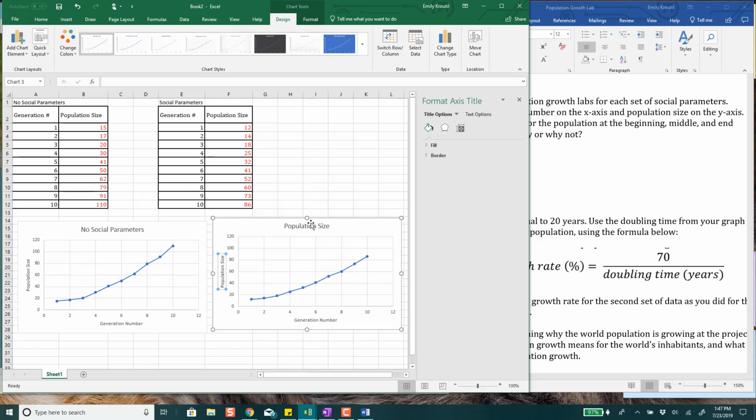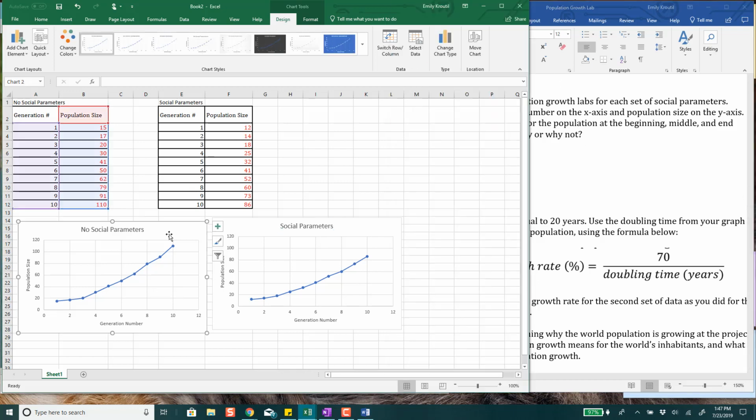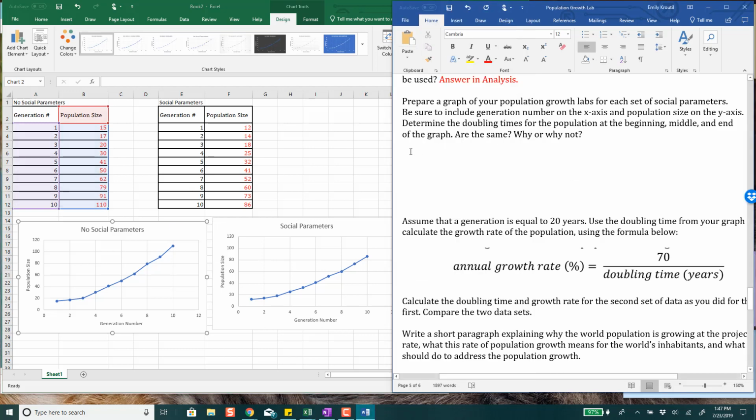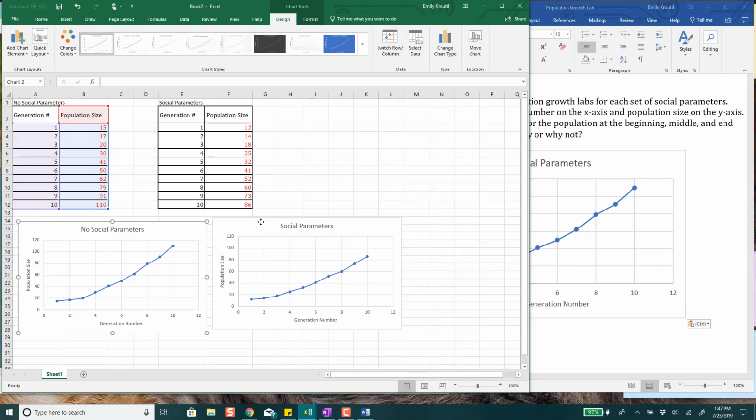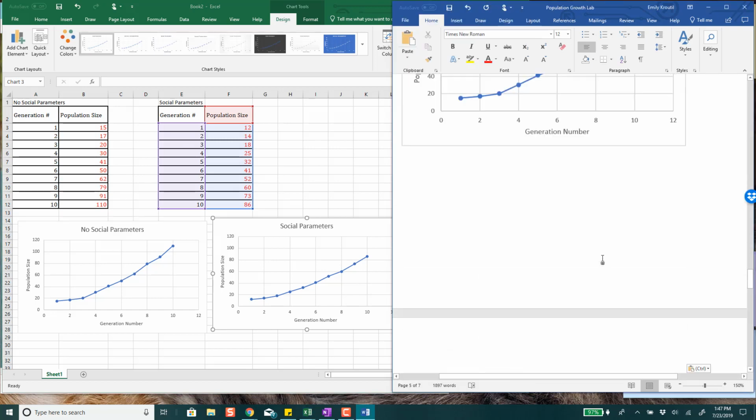So you can see my numbers are made up. Your data is going to look a lot better because you're actually going to do the lab. I just made it up. I just wanted to have some data to show you. Okay, so now I'm going to take this graph and copy and paste it in here.